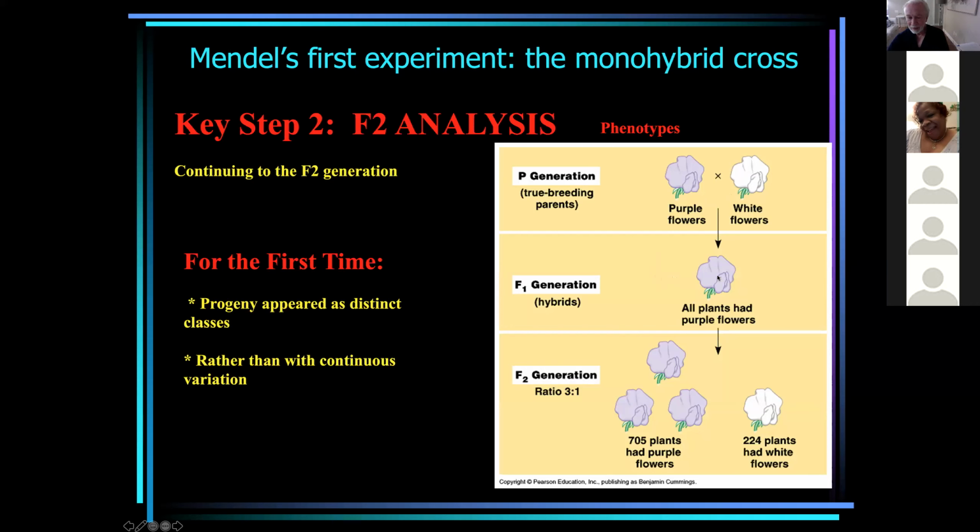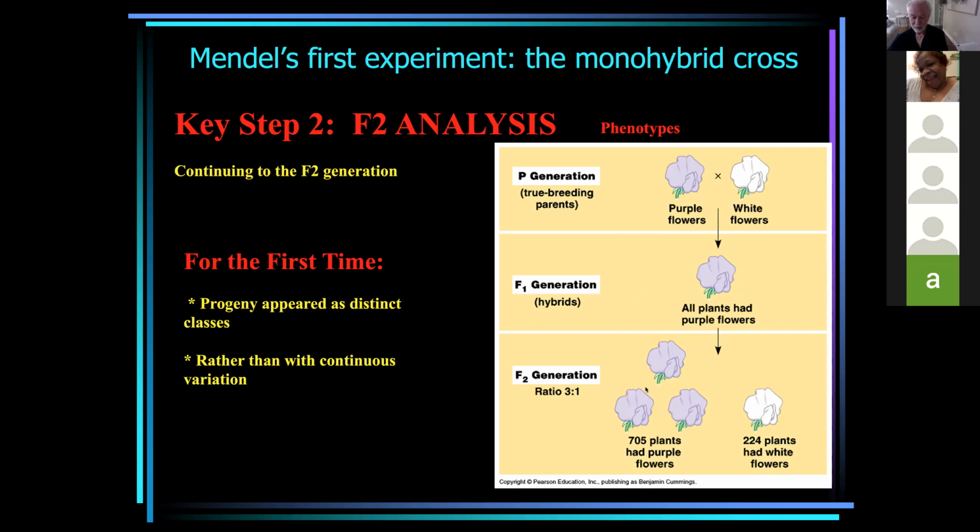Now remember, in the past, when people have made crosses without inbreeding, they would have seen everything from purple to white and various shades of color in between. Mendel saw just one class. Every progeny of this cross was purple. And then he did something that, again, no one had ever done before him. Instead of stopping at this point, he said, what happened to white?